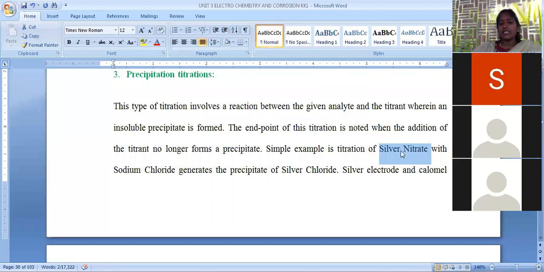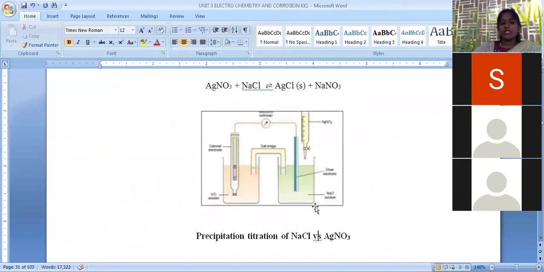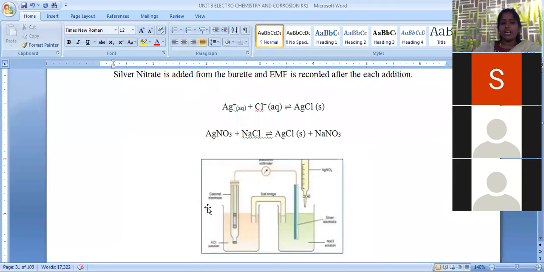This is the titrant, silver nitrate. When it is titrated against sodium chloride, this is converted into silver chloride and sodium nitrate. Silver chloride is a white colored precipitate which is deposited at the bottom. So this is a simple representation of the chemical reaction. When silver nitrate is added to sodium chloride, what happens? It is converted into silver chloride precipitate and sodium nitrate solution.